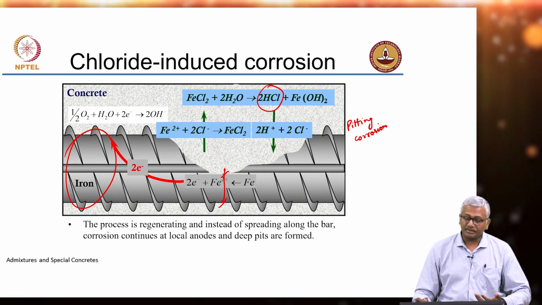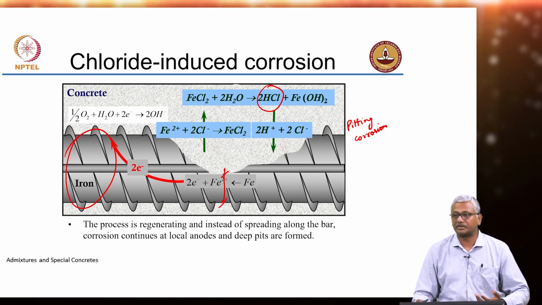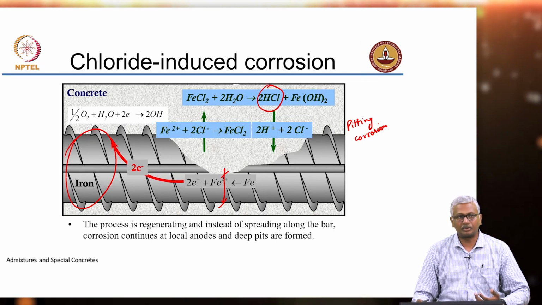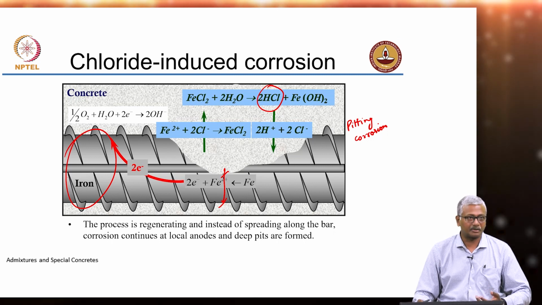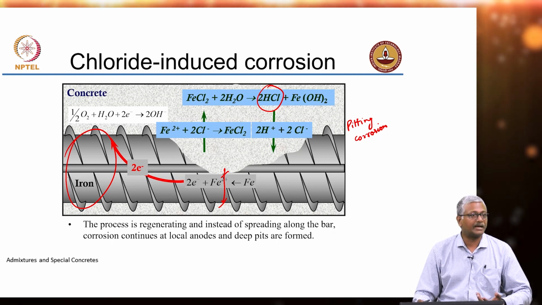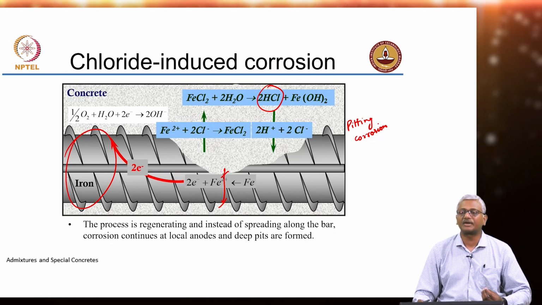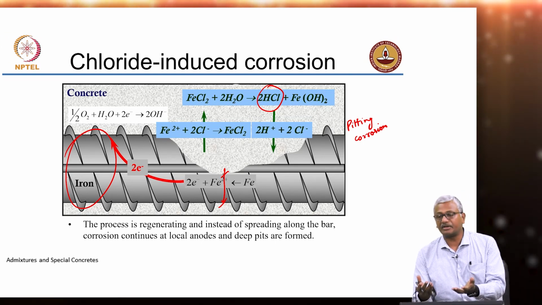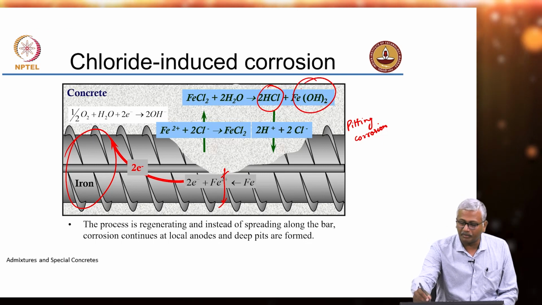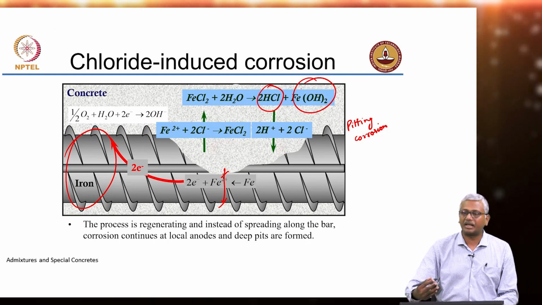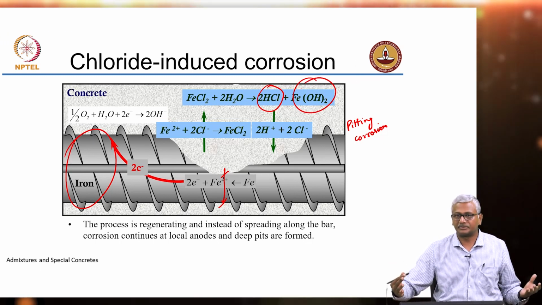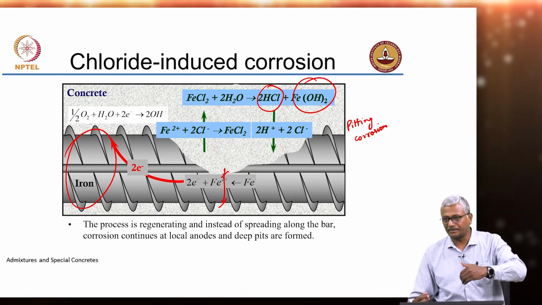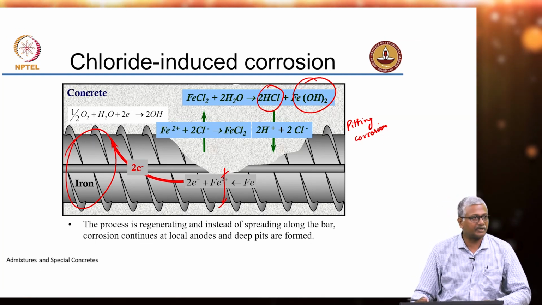You may not get a lot of corrosion products forming in this case. Even without that, you can cause significant damage. Okay. But of course, Fe(OH)2 is also going to form, and that will further add to the damage by cracking the concrete. If a concrete cracks, more chlorides get in, the reaction is speeded up even more.